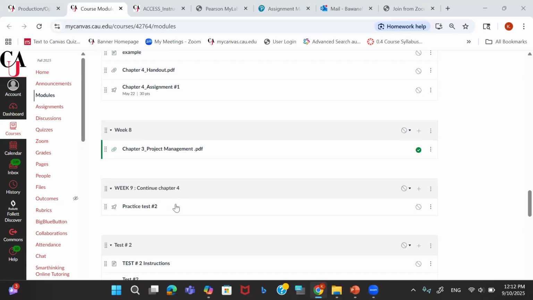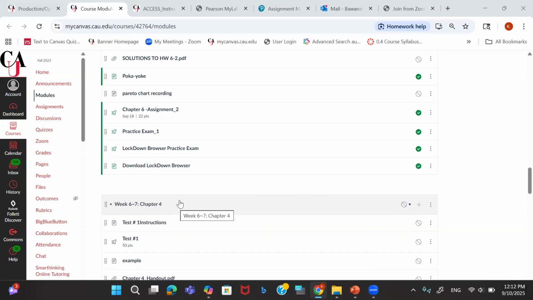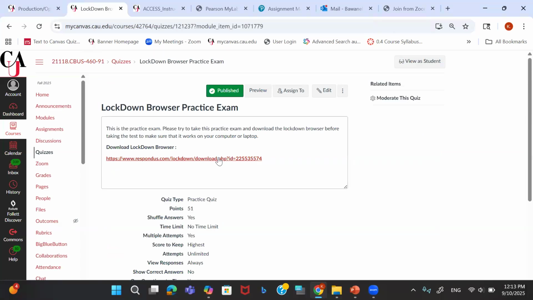The other thing, the lockdown browser. Again, this is an online class, so I give you a specific time to take the test. We are using the lockdown browser. So try at least once to take the quiz using the lockdown browser, download it and take it to be able to take the actual test.